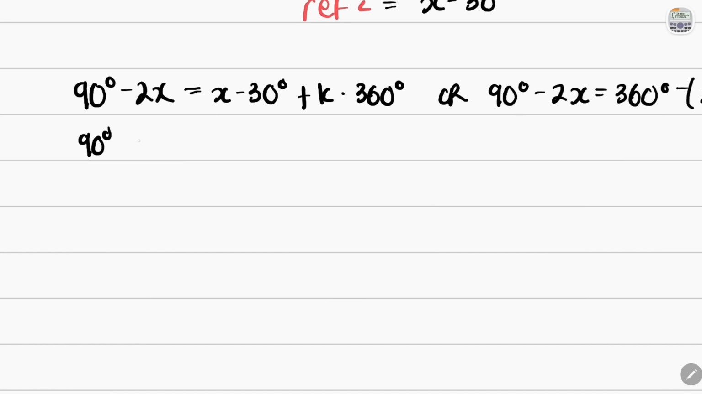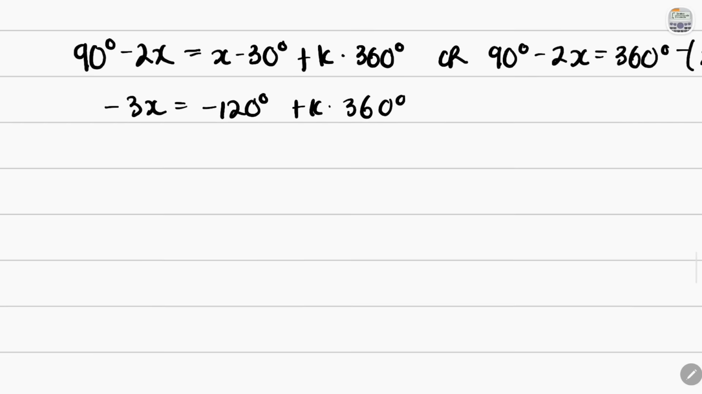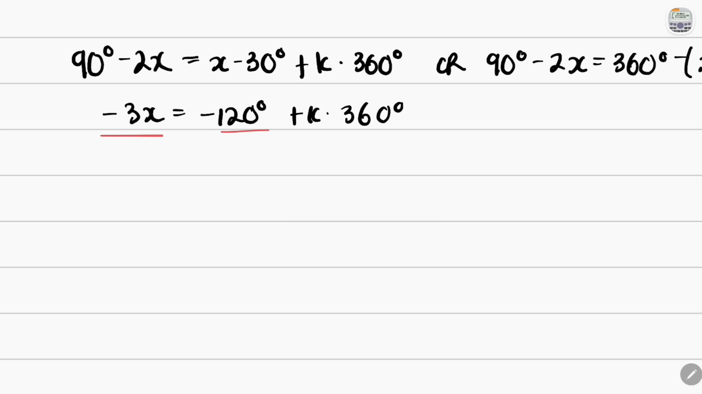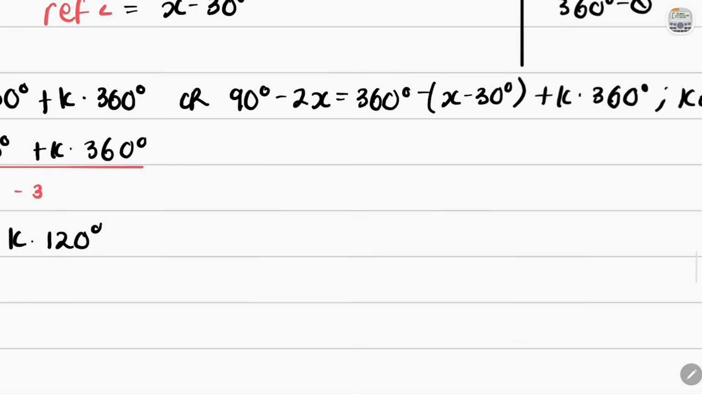So this is 90 degrees minus 2x. Let's just transpose things. If you take this x over, it becomes negative x. So this is negative 2x minus x, which is negative 3x, is equal to, if you have negative 30 degrees and you transpose the 90, it's negative 90 degrees, giving you negative 120 degrees, plus k times 360 degrees. Then divide both sides of this equation by negative 3 to solve for x. Therefore x is equal to positive 40 degrees, and then minus k times 120 degrees. Okay, so we're done with that part.